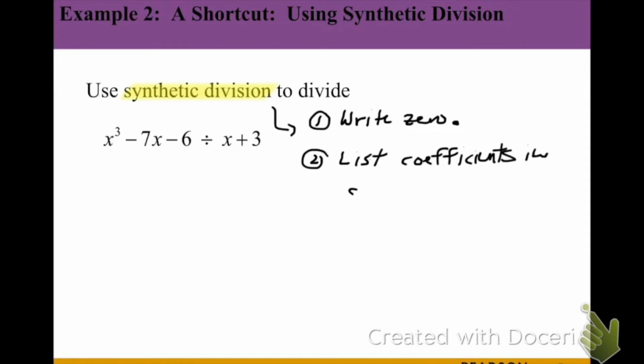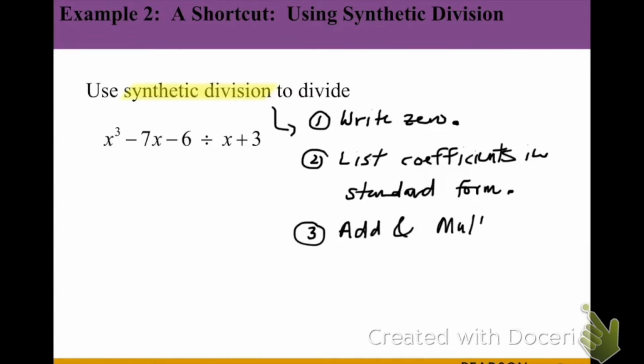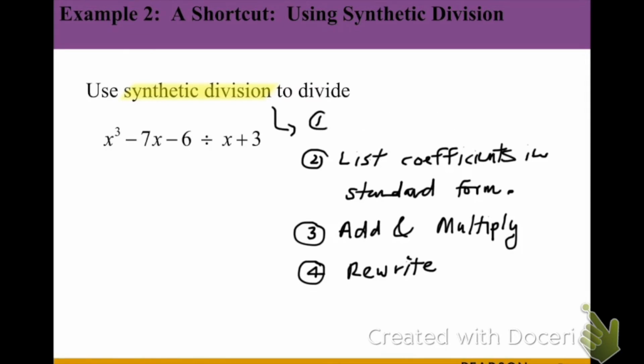Our steps for synthetic division, which you might remember from Algebra 2, is first to write the 0. Number 2 is then to list the coefficients in standard form, i.e. going from highest to lowest exponent. From there, then what we're going to do is add our columns down and then always multiply by our 0. And then finally, we want to rewrite our final answer. So let's try these steps.